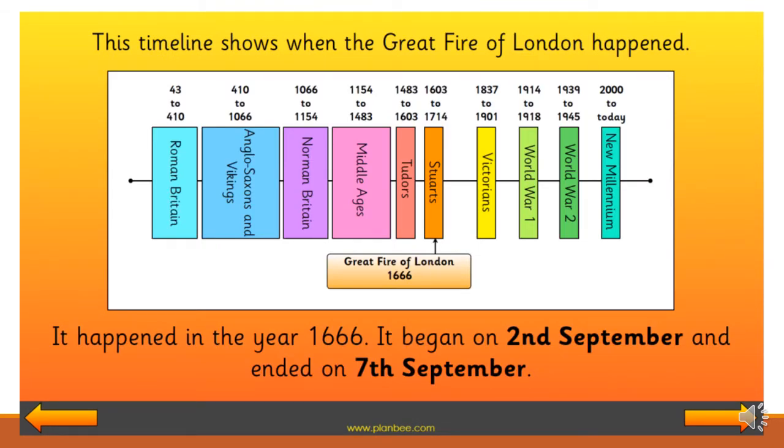So this timeline shows when the Great Fire of London happened. Right on the right hand side, in the greeny turquoisey colour, that's now the new millennium. And so can you see where the Great Fire of London is? In 1666, and the Stuarts were on the throne at the time. So the Great Fire of London happened in the year 1666. It began on the 2nd of September and it ended on the 7th of September. So it lasted for quite a few days. Can you imagine what it must have been like having that fire raging for all of those days?